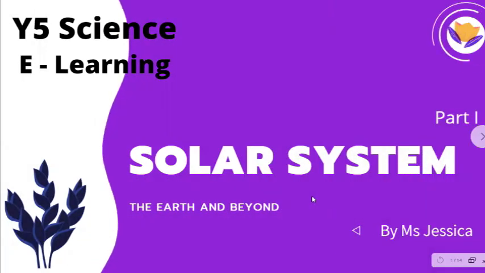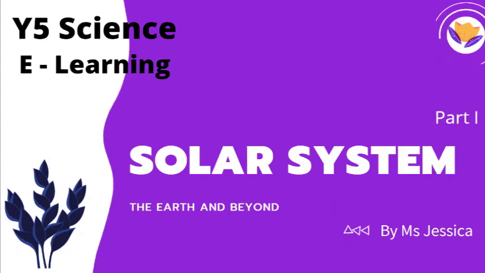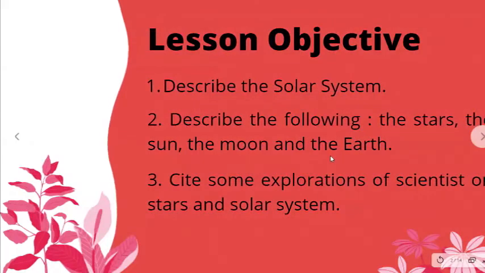Today you are going to learn about the solar system. So at the end of this discussion, you should be able to, first, describe the solar system. Second, describe the following: the stars, the Sun, the Moon, and the Earth. Third, cite some exploration of scientists on stars and solar system.